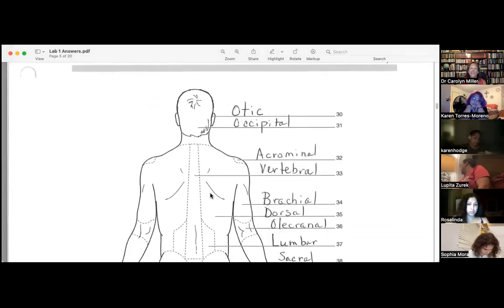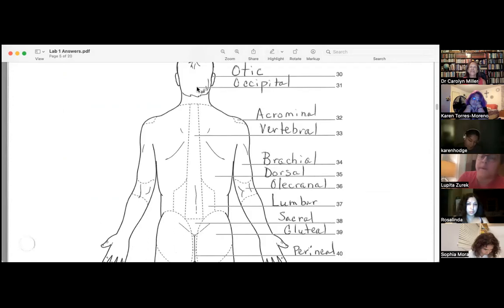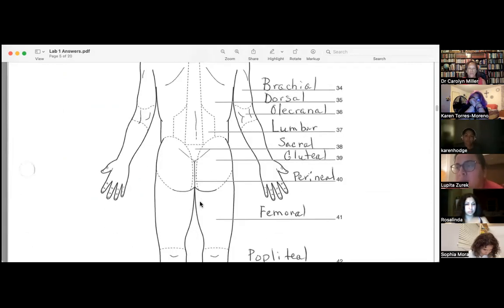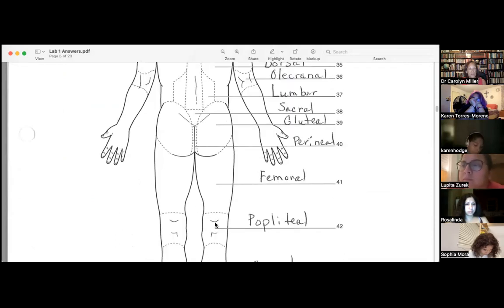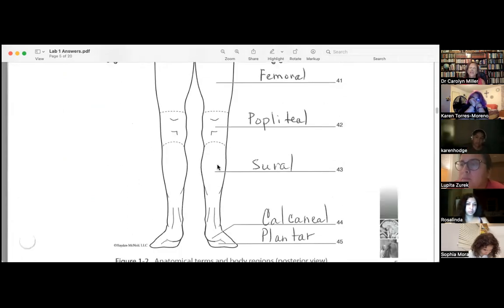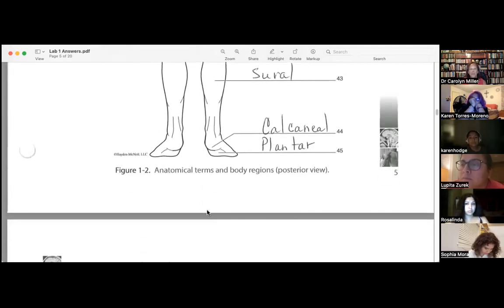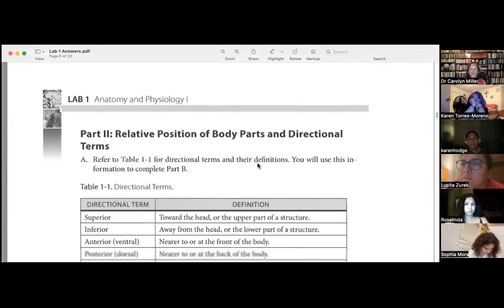So I may ask you about the occipital bone. Occipitalis will be the muscle, the elbow, the olecranon, the lumbar region, or the popliteal. We'll take a popliteal pulse if that patient is prone, which means lying on their stomach. And this is sural, not to be confused with the front of the leg, which is crural. This is the heel bone, the calcaneus, so this is the calcaneal region. So this will be on there with the anatomical or regional terms.